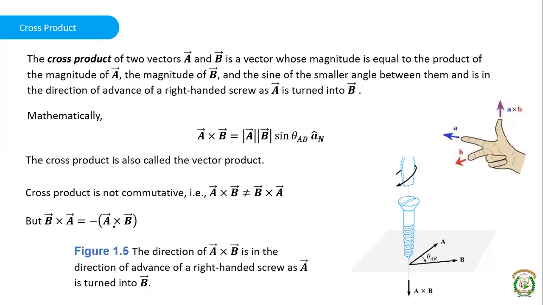That means it will be equal in magnitude but opposite in direction. Okay, it will be equal in magnitude but opposite in direction. So you can take it from the example of this right-handed screw also. If you move the screw from B to A, the screw will move upwards, not downwards, right? So it is in the opposite direction. So that is how you determine the cross product or the vector product.